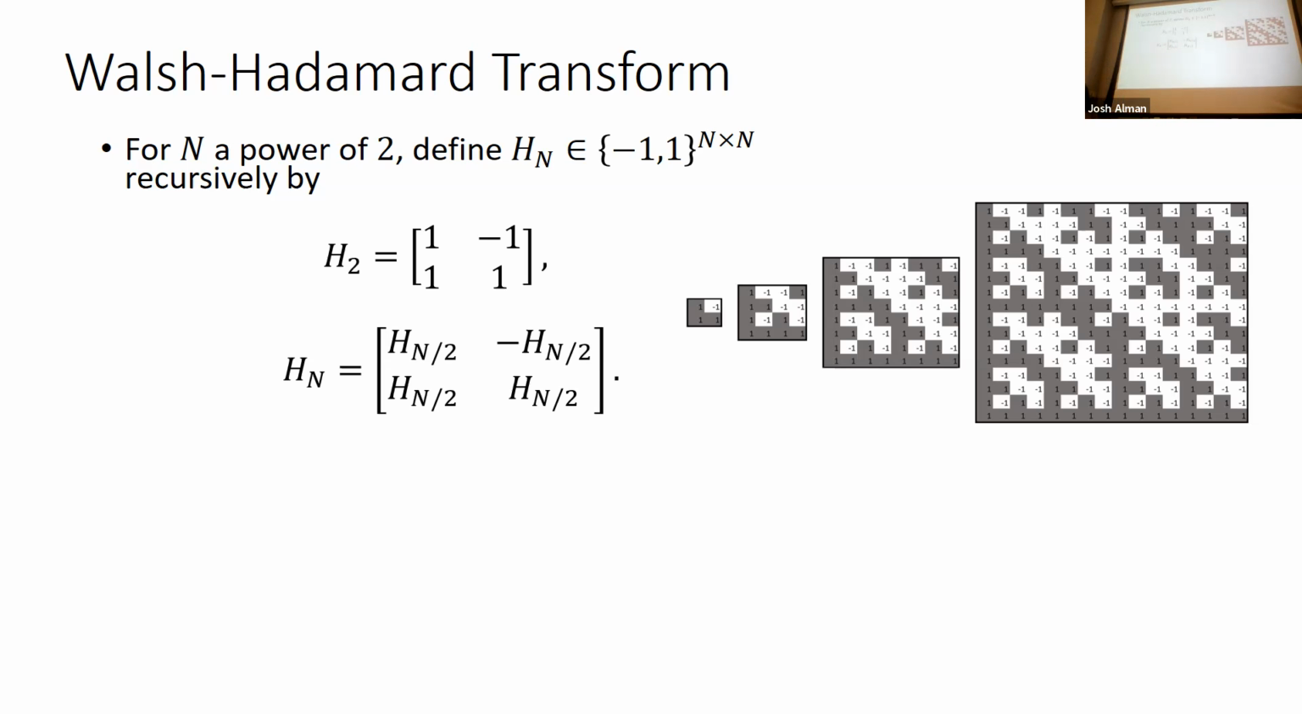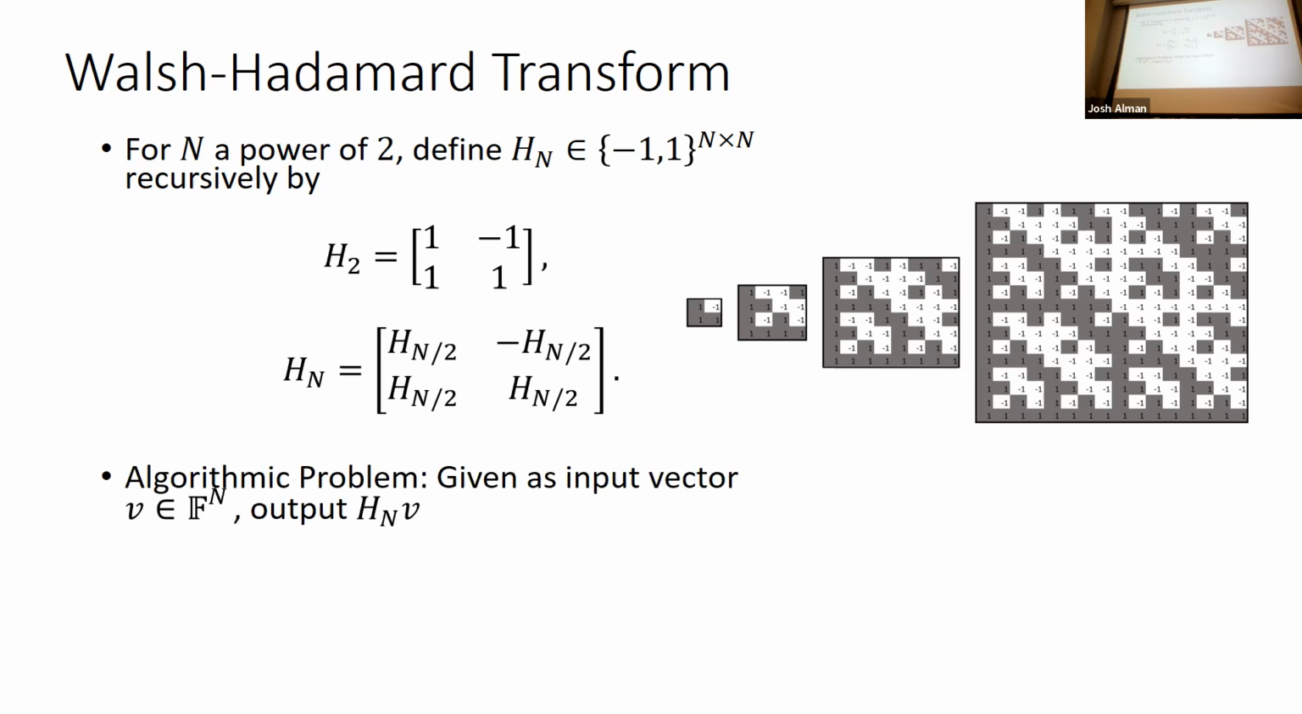The problem I want to talk to you about is the algorithmic problem of computing the linear transform defined by this matrix. In other words, you're given as input a vector of length n, and you want to output the Hadamard transform times the vector. Everything I'm going to say in this talk will work over any field, but maybe it's easiest to think of working over the reals or the complex numbers.